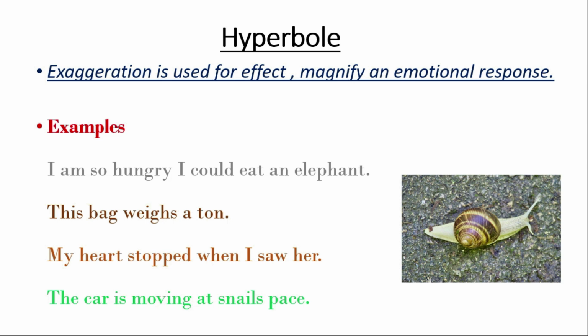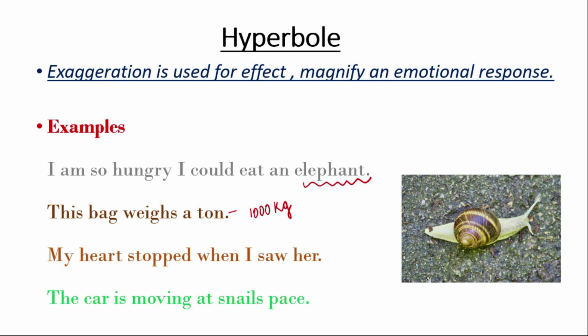Let's look at some examples of hyperbole. First, I am so hungry I could eat an elephant. Extreme exaggeration, you're so hungry, but can you eat an elephant? I don't think so. So this is hyperbole. Or sometimes we say this bag weighs a ton. So how much is a ton? A ton is 1,000 kilograms, right? So does a bag weigh 1,000 kilograms?